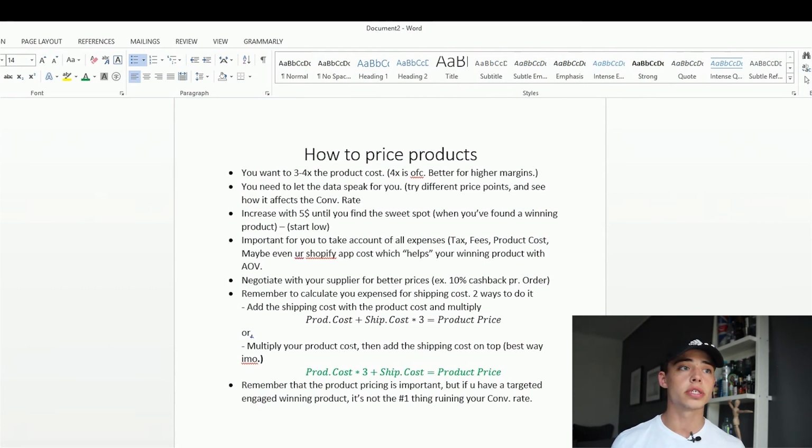And then increase it by $5 or $2.99 or $3.99, whatever works for you, or $1 even at a time, until you hit that sweet spot where you get the best conversion ratio and the best margin. And then you just need to find the winning product and do that afterwards, increase by $5 or something like that.